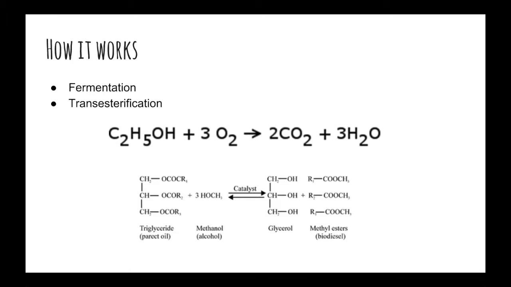There are several different chemical reactions that can be used to produce biodiesel, the most common of which is called transesterification. This is just a fancy word to describe the process of breaking down fats in the presence of methanol, another type of alcohol.